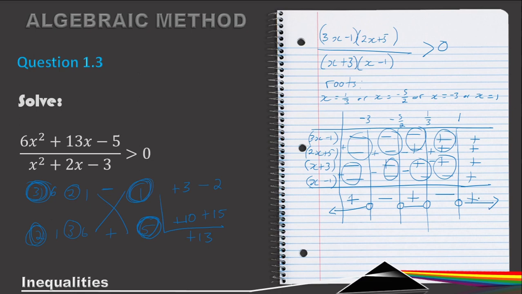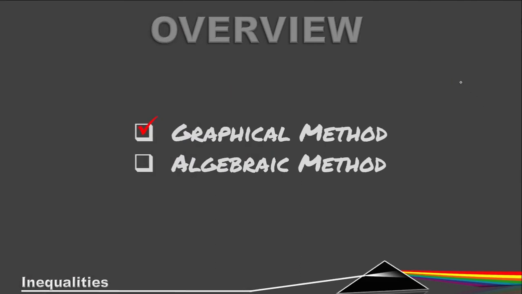So that's positive, positive, positive. So x lies over here, and over here. Then we can say that x is going to be less than minus 3, or x lies between these two values, from minus 5 over 2 less than x less than 1 over 3, or x is going to be greater than 1. Right, and that was the algebraic method. Then we are done.